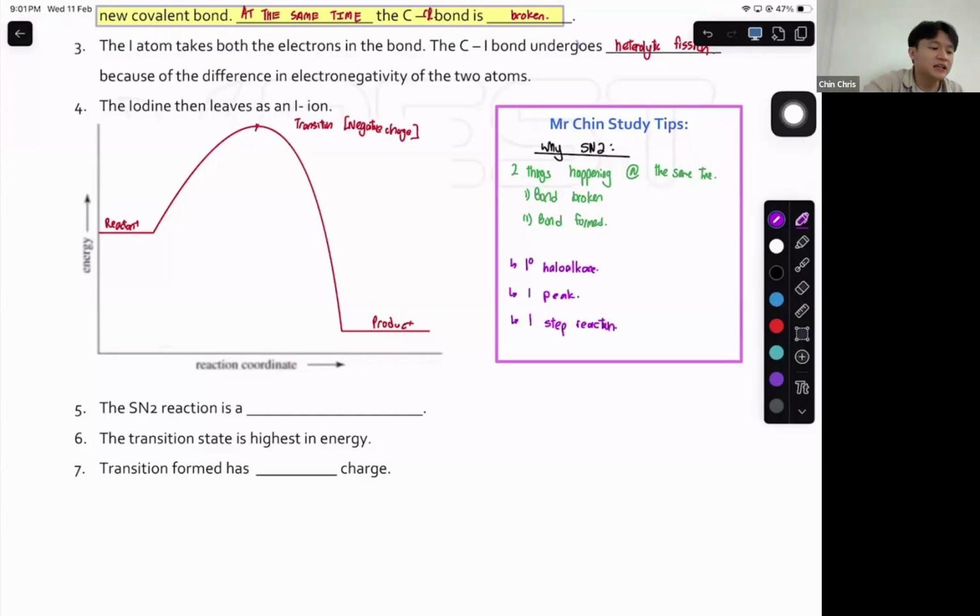Alright, so don't be surprised if the number doesn't make sense to you. Yes, it doesn't make sense at your level. Suddenly SN2 for primary halogen, one peak, one step. But the 2 means 2 things happening at the same time. That's what the 2 means, okay?